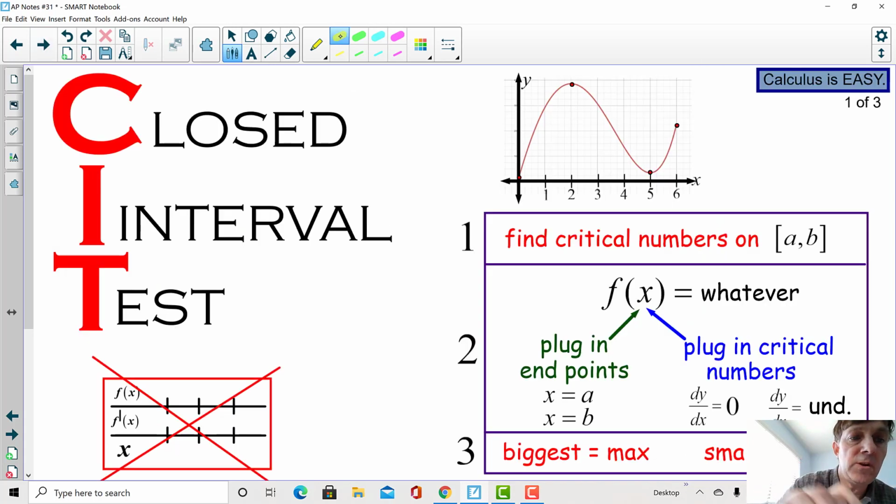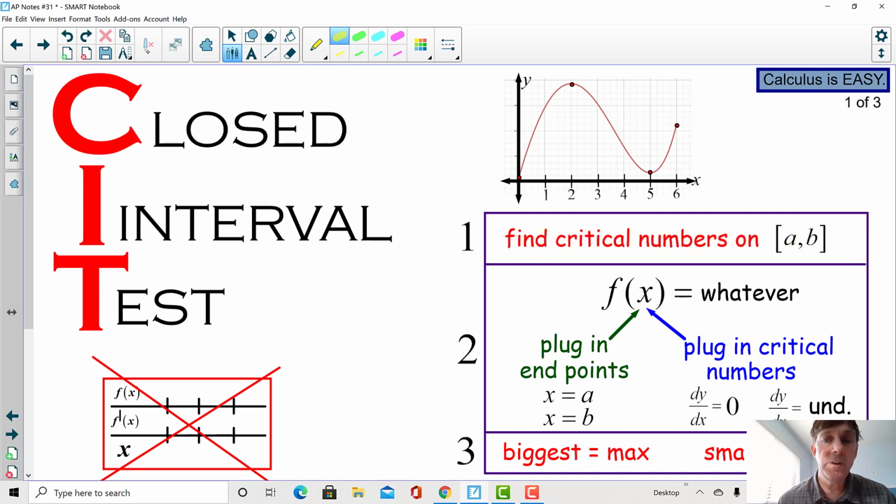So here we go, we're doing the closed interval test. If you're doing the closed interval test, you don't need to do all that work that you did when you filled out your chart for the first derivative test. So that's why I'm crossing that out at the bottom. Okay, for the closed interval test, you're still going to find your critical numbers. Where is your derivative equal to 0? And where is your derivative undefined? Those will be your critical numbers.